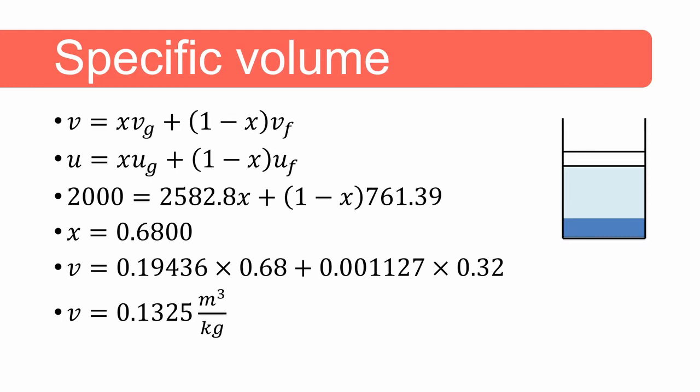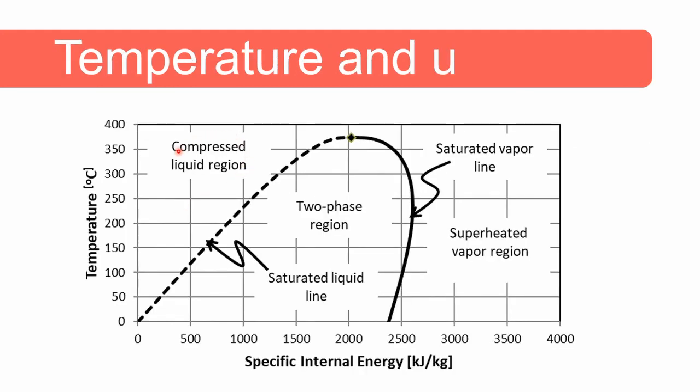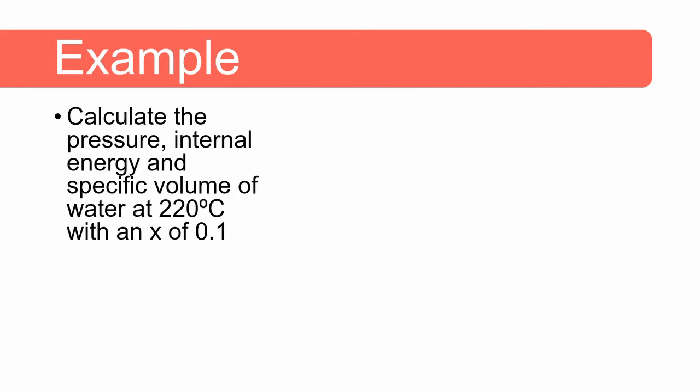Now let's look at the temperature internal energy phase diagram. Again, you will see the compressed liquid region, the two-phase region, and the superheated vapor region. Now let's do an example. So this example asks us to calculate the pressure, internal energy, and specific volume of water at 220 degrees Celsius with an X, or with a quality, of 0.1.